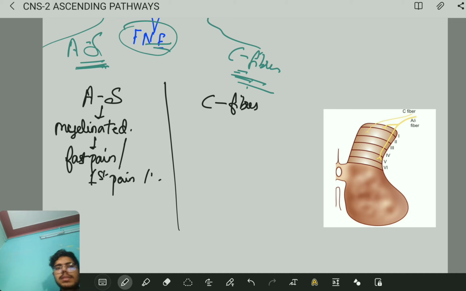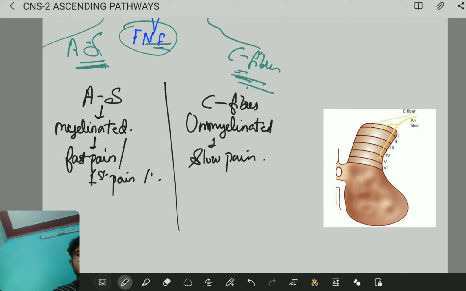Here in C fibers, they are unmyelinated and they conduct slow pain. That's it. Or your second pain.